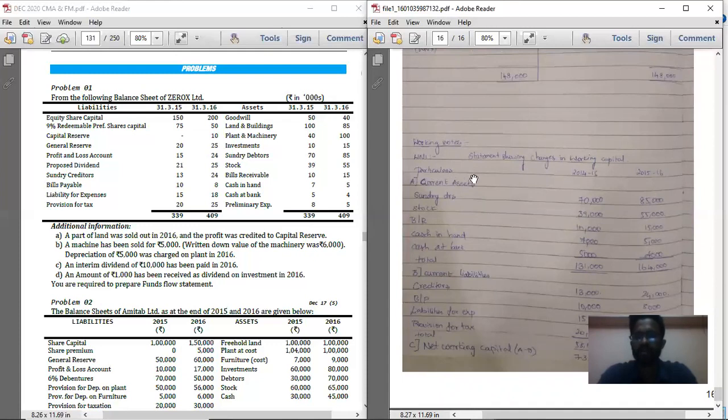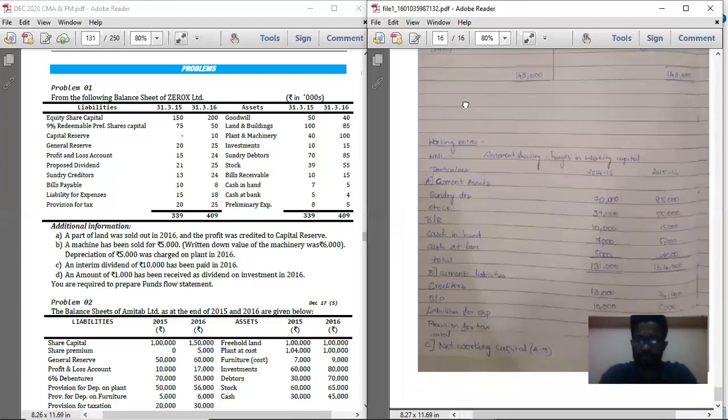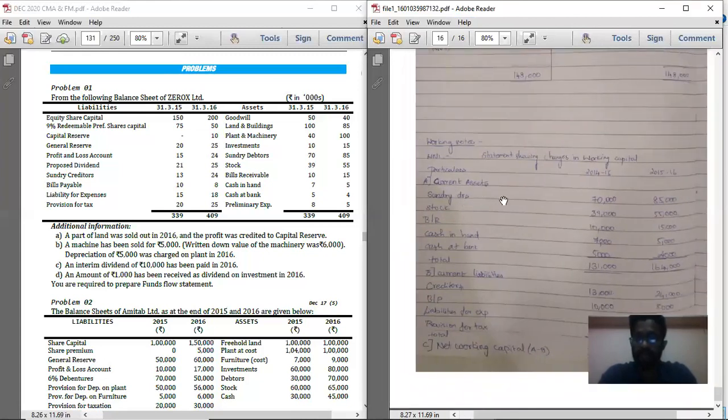Below that, working note number 1. Statement showing changes in working capital. Below that, record a three columnar table. First column particulars. Second column 2014-15. Third column 2015-16. So what is the format for the working capital?